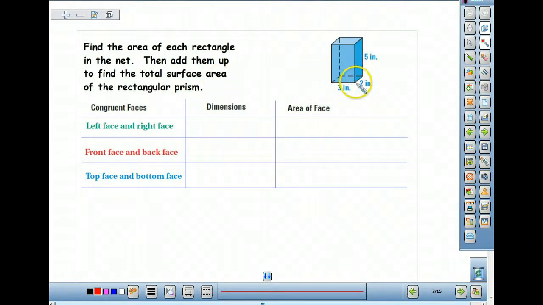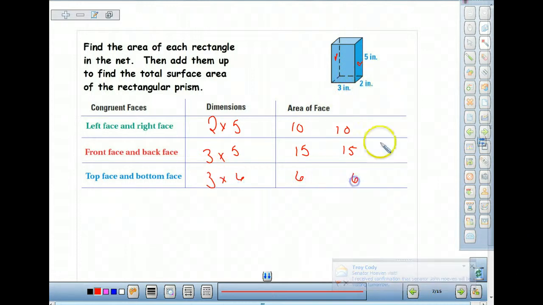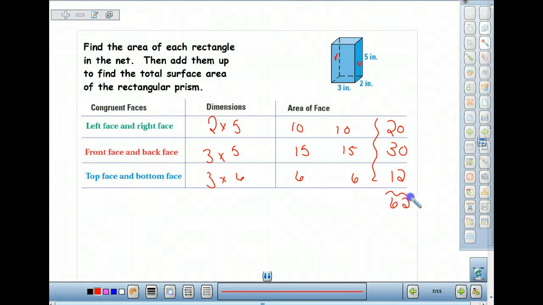Okay, same thing with this. If we go the left and the right, which is this one over here and this one right here, it is 2 by 5. So we've got 10 and 10. The front and the back is 3 by 5, so that gives me 15 and 15. My top and my bottom are 3 by 2, so that gives me 6 and 6. So what do we have? We've got 20 here, we've got 30 here, we've got 12 here, giving me a total of 62 inches squared.